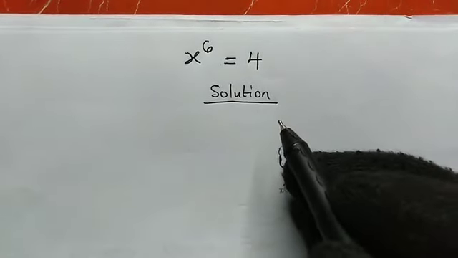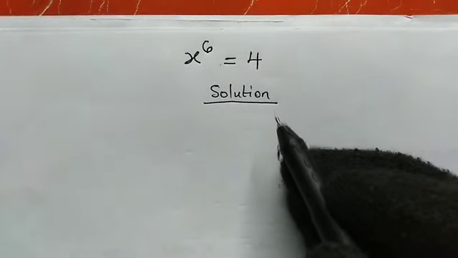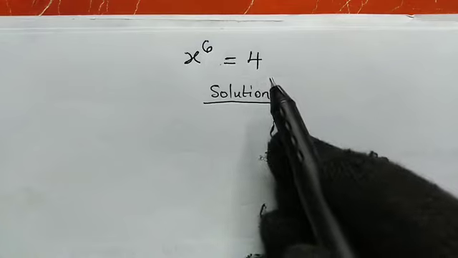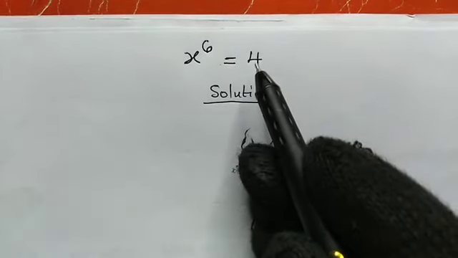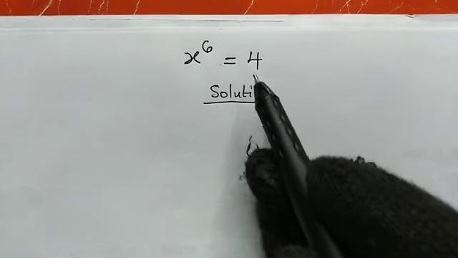Today we're going to solve for all possible values of x in the following given hexic equation. We have x to the power of 6 is equal to 4. Here we'll be solving for all possible values of x.